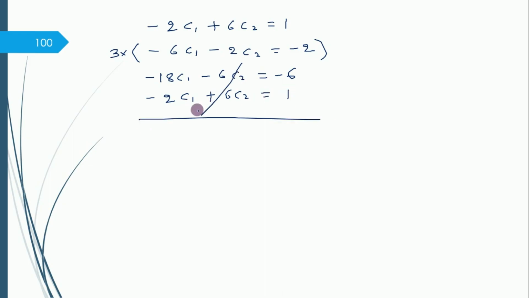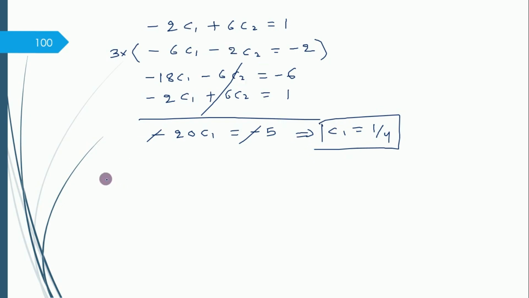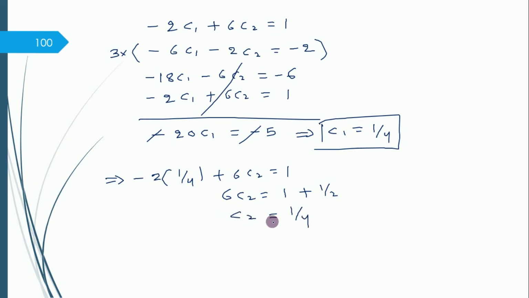If I solve it, this cancels. Thus you get minus 20 C1 is equal to minus 5. The minus cancels, and you will get C1 as 1 by 4. If I substitute C1 in either of the equations, here: minus 2 times 1 by 4 plus 6 C2 is equal to 1. You get 6 C2 as 1, and taking this to the other side, plus 1 by 2. So if you solve, you will get C2 also as 1 by 4.